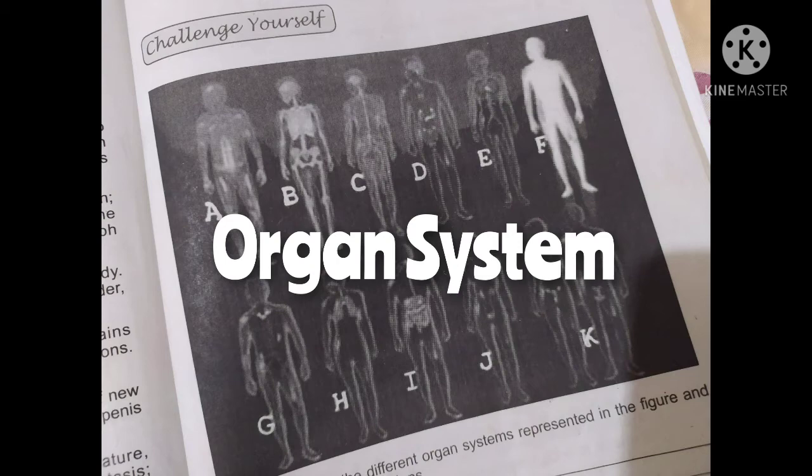So the animal organ systems. First one, let's have the digestive system. When we say digestive system, its function is the digestion of foods. What are the organs included under the digestive system? Starting from the mouth up to the anus, it includes the mouth, esophagus, stomach, small intestine, large intestine, then anus.